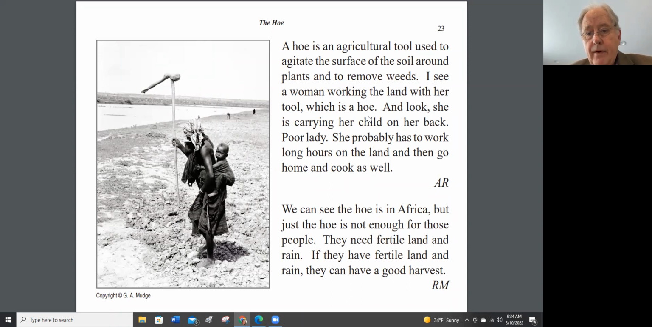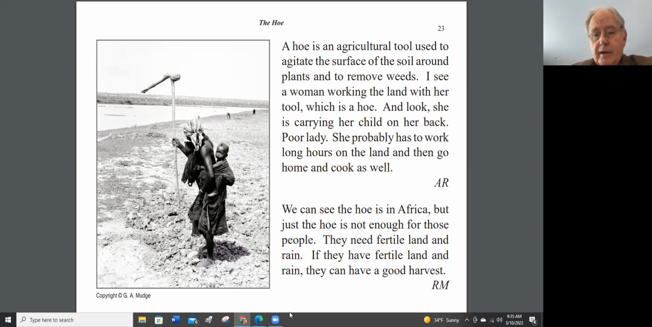This photograph dates from 1963, nearly 60 years ago. And here are two slightly different stories written by students from Guatemala. A hoe is an agricultural tool used to agitate the surface of the soil around plants and to remove weeds. I see a woman working the land with her tool, which is a hoe. And look, she is carrying her child on her back. Poor lady. She probably has to work long hours on the land and then go home and cook as well.